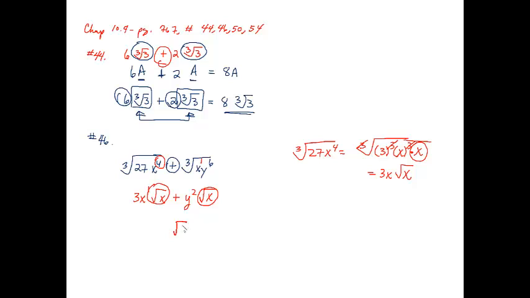So you keep the base, just like before, and you add the coefficients. So 3x plus y squared. Keep the base, just like before. This is the base. And then you add the coefficients. These are not like terms, so make sure you're using parentheses.